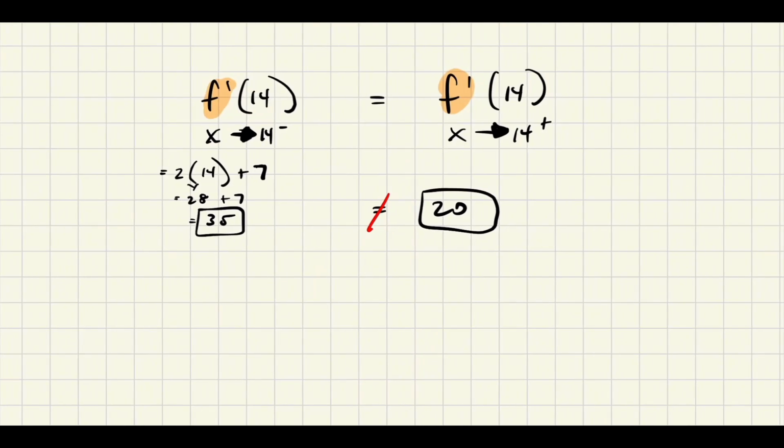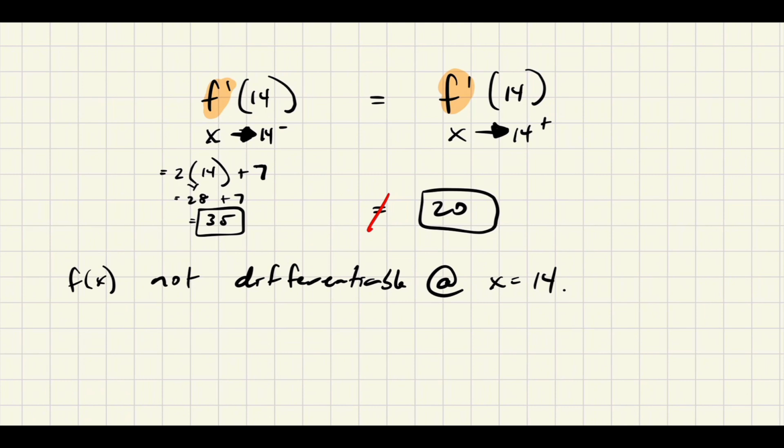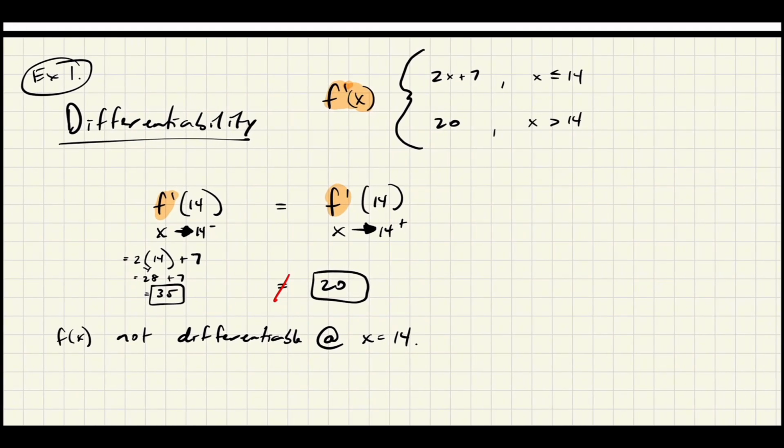So we say f of x is not differentiable at x equals 14. Continuous? Yes, absolutely, continuous. But at 14 there's going to be some sort of corner because of the changing slope. Entering 14 and leaving 14 has to be the same. So in this case, it was continuous, but not differentiable at 14.